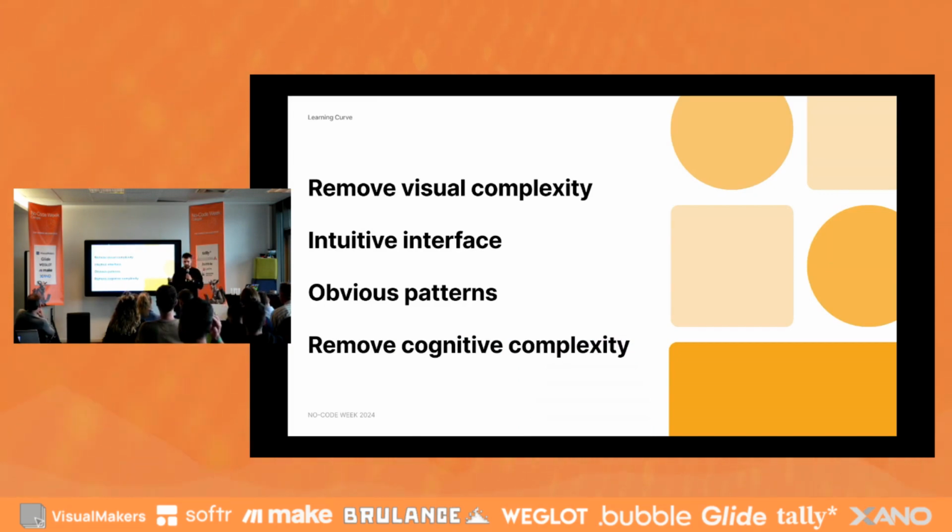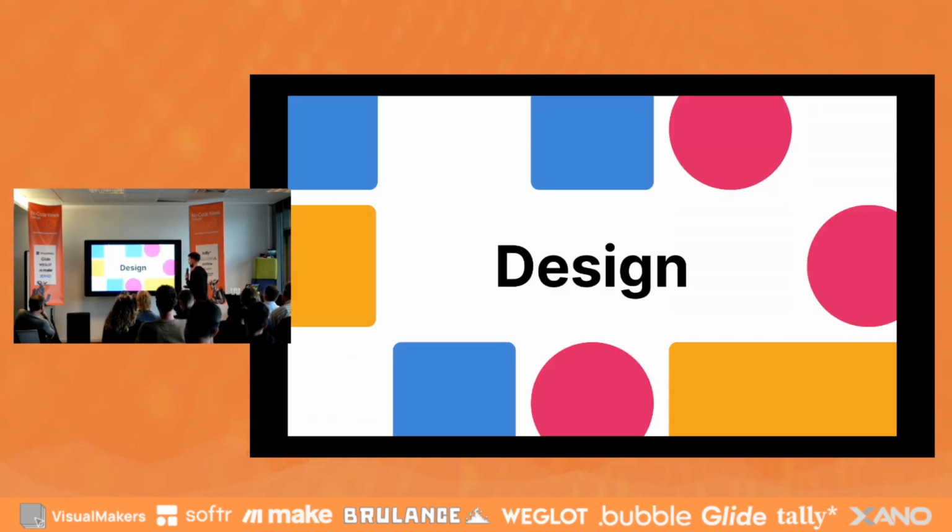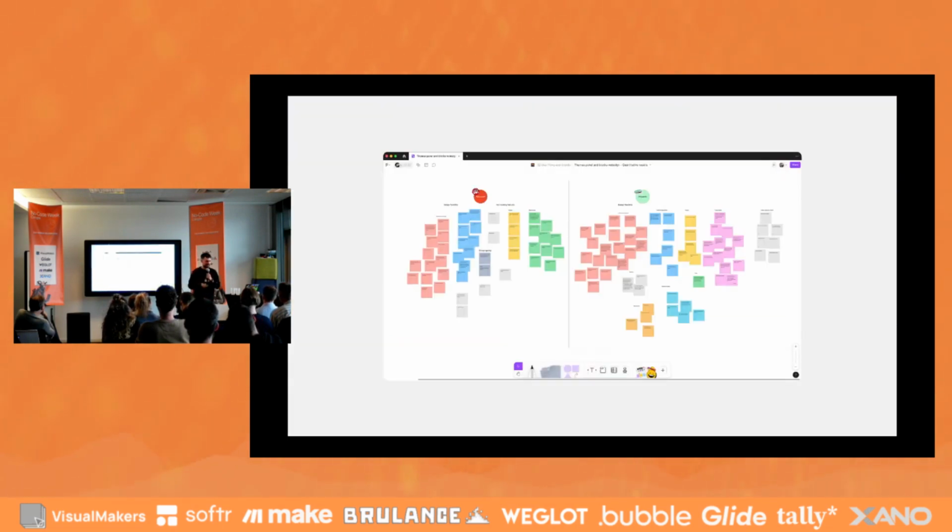The things that will help you build something with an easier learning curve is removing visual complexity. This is basically what I said before: creating very intuitive interfaces, using and reusing obvious and existing UX patterns, and removing all the cognitive complexity that might be within the product. So now I'm going to talk about how this affects design at Softr and how this affects the applications that our users design and build.